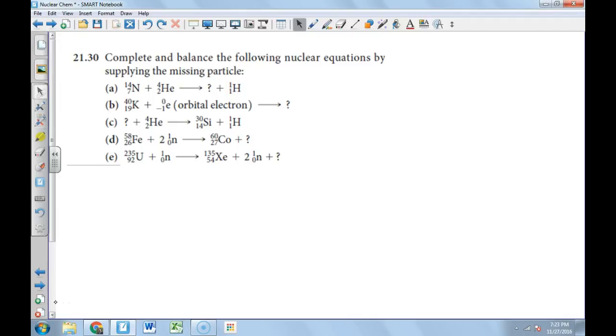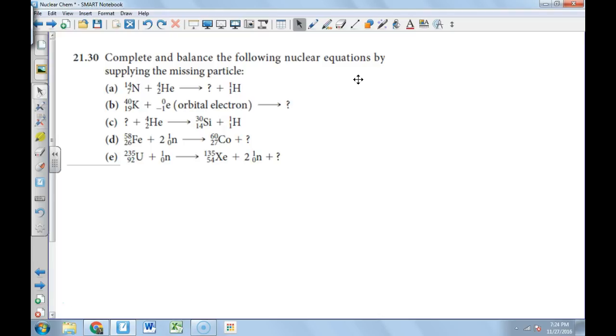Everybody wanted to spend a little bit of time going over question 21.30 in Brown-LeMay-Burdge. All we're asked to do is fill in the missing particle given by the nuclear reactions. Now, these are fun for me. I like doing these. It's like finding puzzle pieces. I would definitely keep your periodic table in front of you. It helps a little bit, but let's get started.